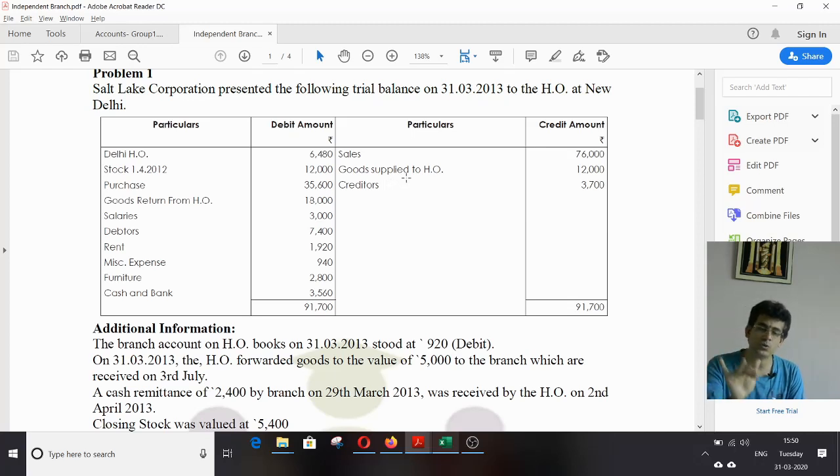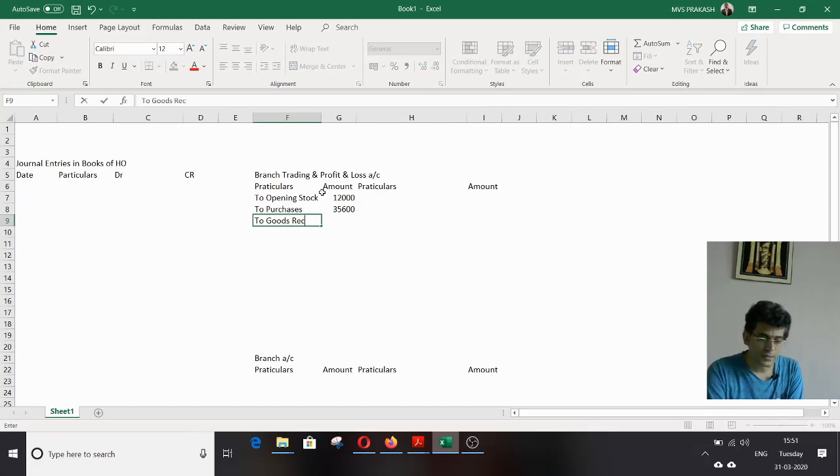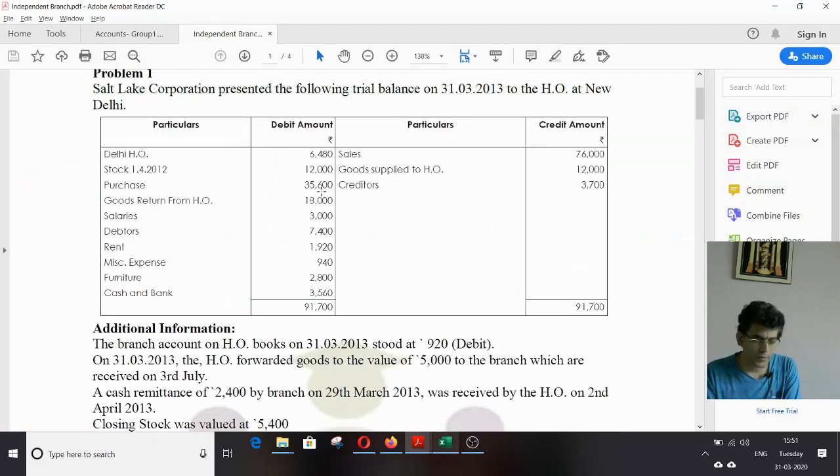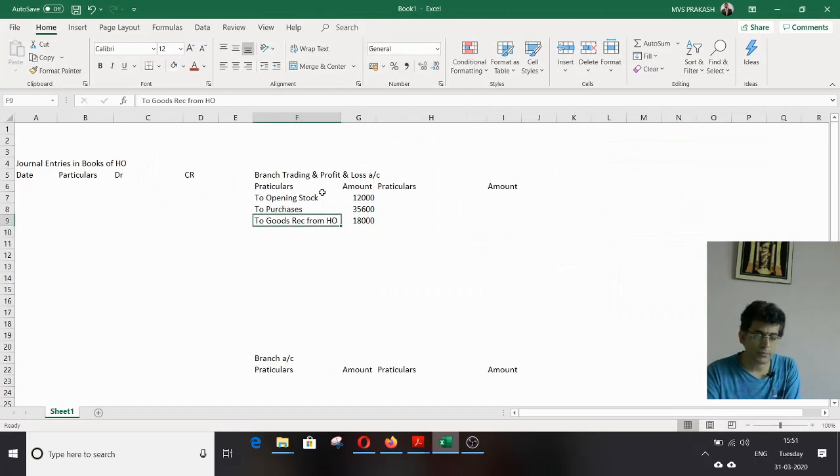You are returning the goods 12,000 to the head office, you are receiving the goods 18,000 from the head office. That's the reason you are getting this as a debit balance, this you are getting as a credit balance. So ultimately, goods received from head office I need to consider. To goods received from HO amounting to 18,000. So 18,000 I need to debit in my trading account.